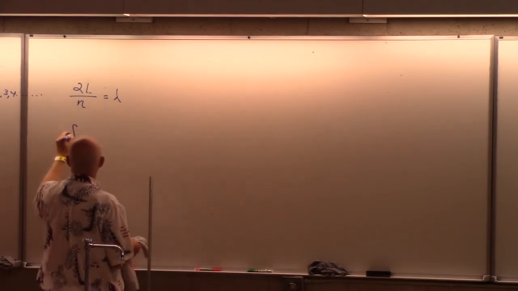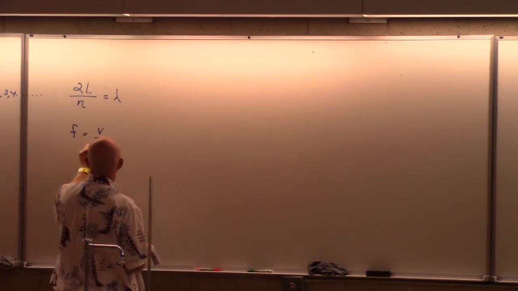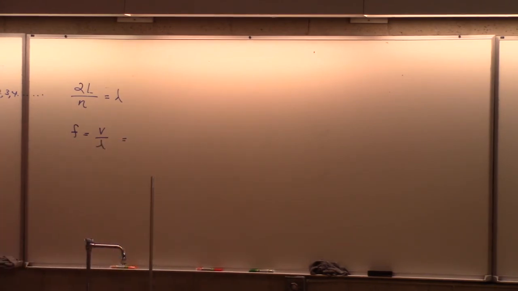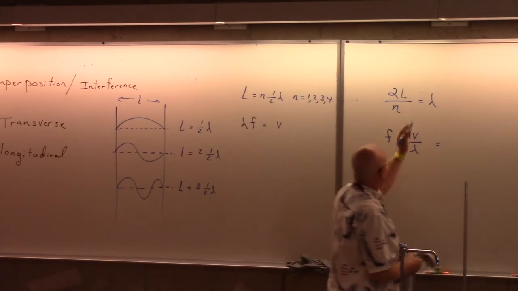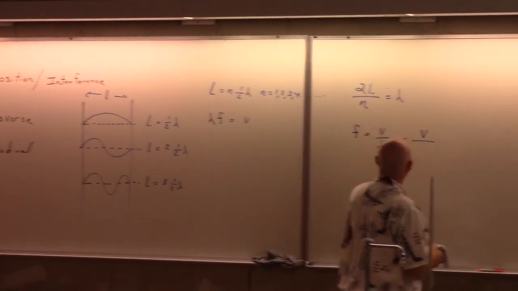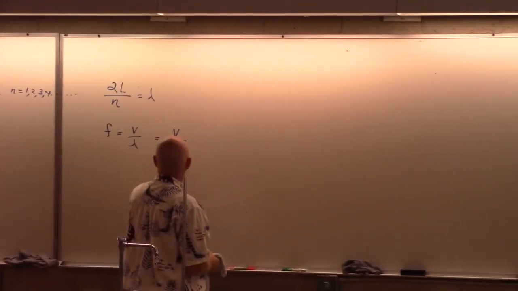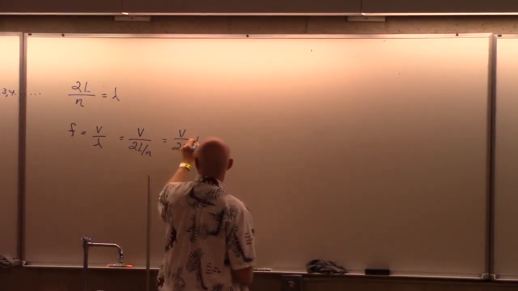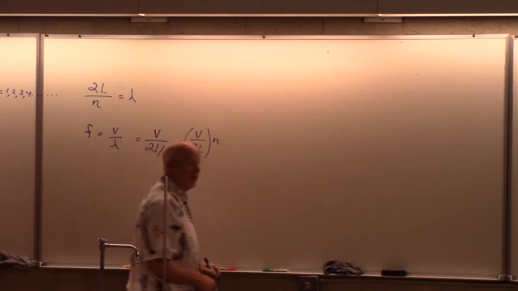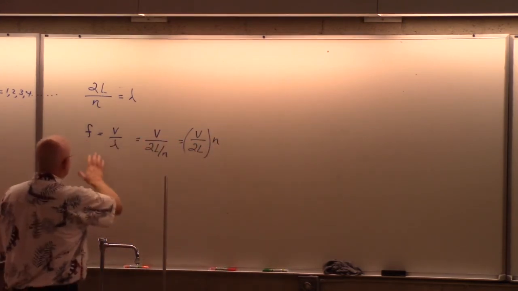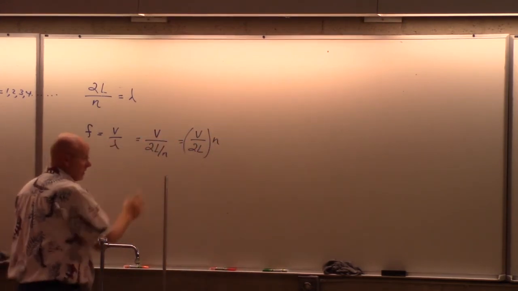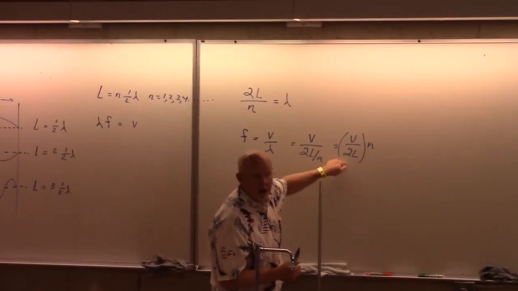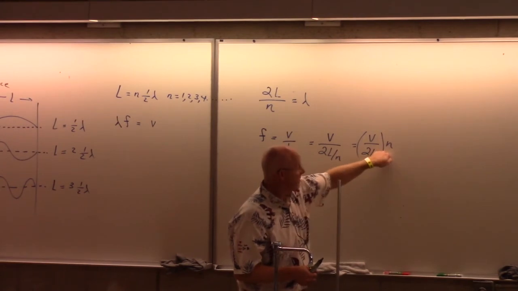Likewise, we can do the same thing with the frequency. The frequency would be the velocity divided by the wavelength. And we just solved for the wavelength. The wavelength is 2L over N. And if we rearrange our algebra, we get this. We get that the frequency on this guitar string would be some number times N.